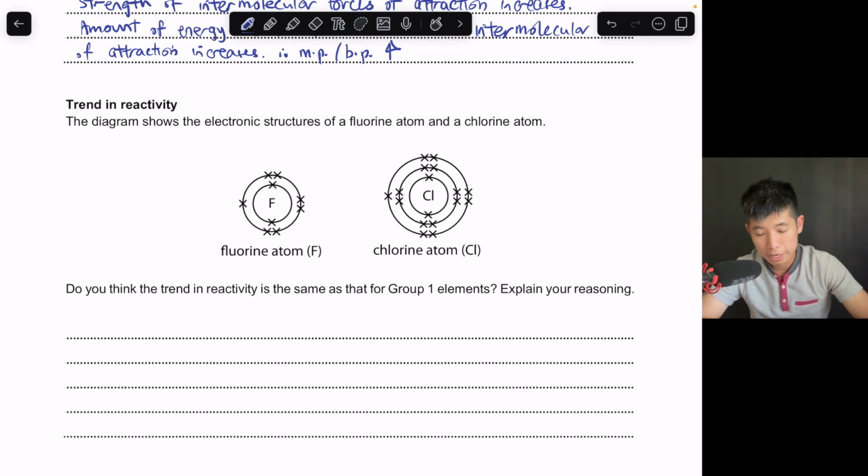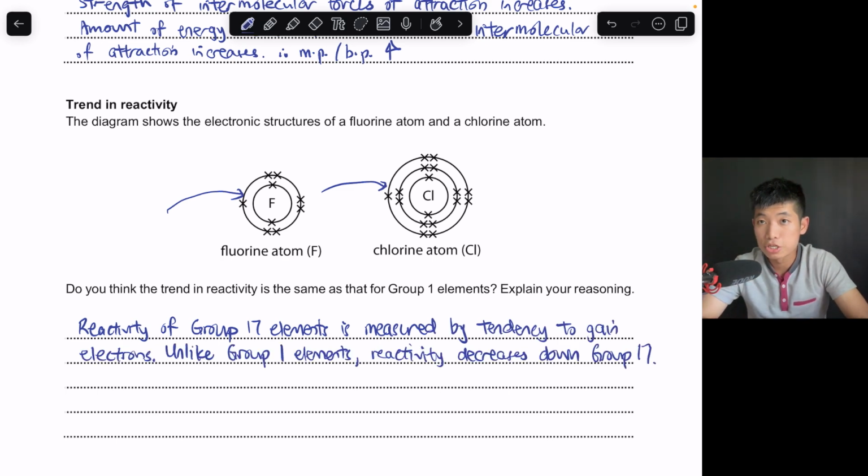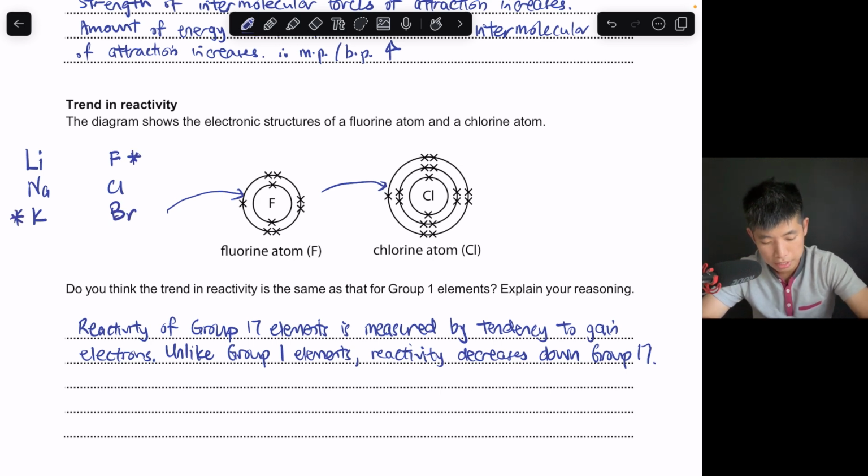In the previous video, we said that group 17 elements, which are non-metals, will gain electrons when they react. This is unlike group 1 metals, which lose electrons when they react. So an element that is more likely to gain the electron is more reactive. So the trend in reactivity is actually opposite from that of group 1. So we have lithium, sodium, potassium. Then we have fluorine, chlorine, bromine. Potassium is the most reactive, while fluorine is the most reactive. So the reactivity increases down group 1, but decreases down group 17.